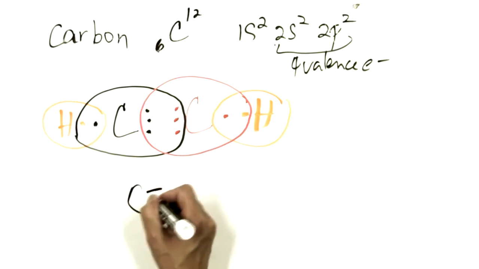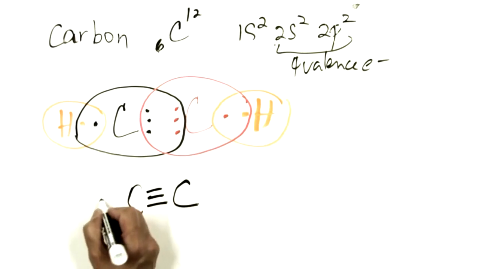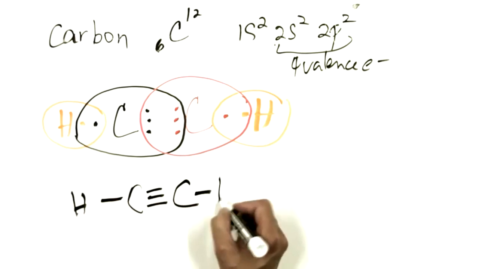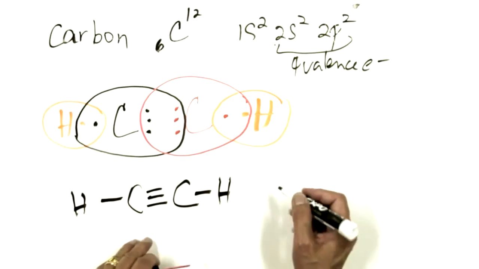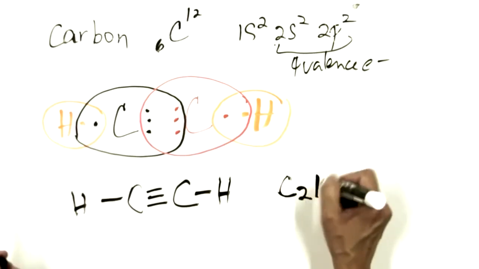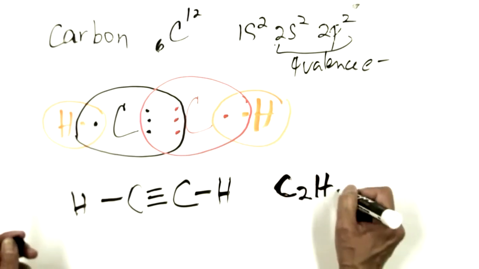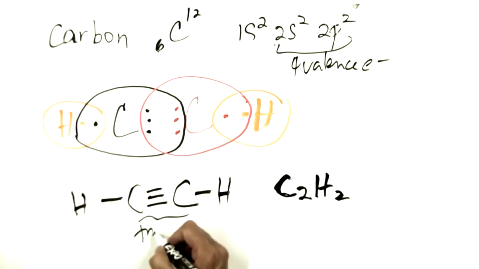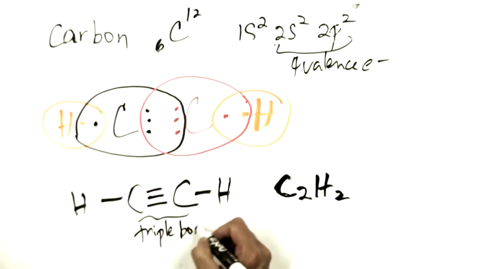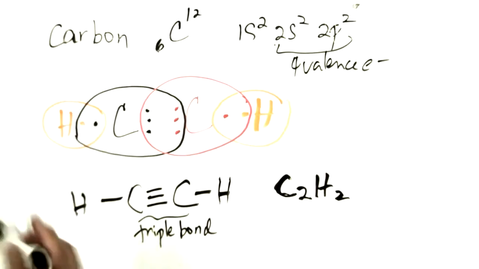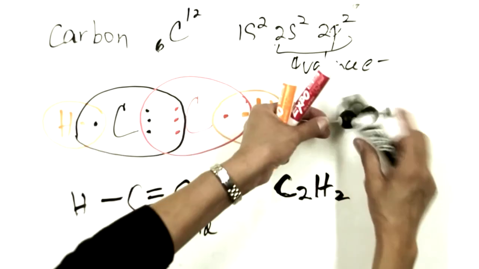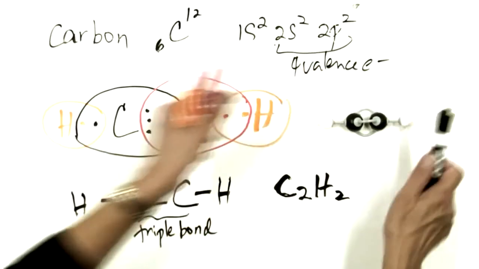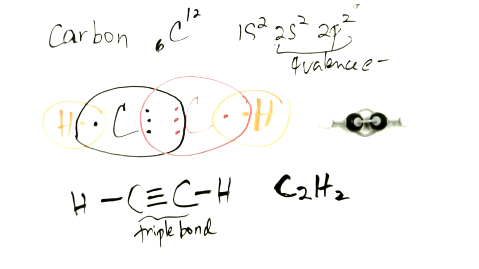All right, so triple bond C, you have a single bond H and a single bond H. We can rewrite this as C2H2. So notice that here you have a triple bond, and here you have your single bonds. If we were to show that by way of a model, it would be this right here. So you notice your carbon, you have your triple bond, and you have your single bonds for hydrogen.